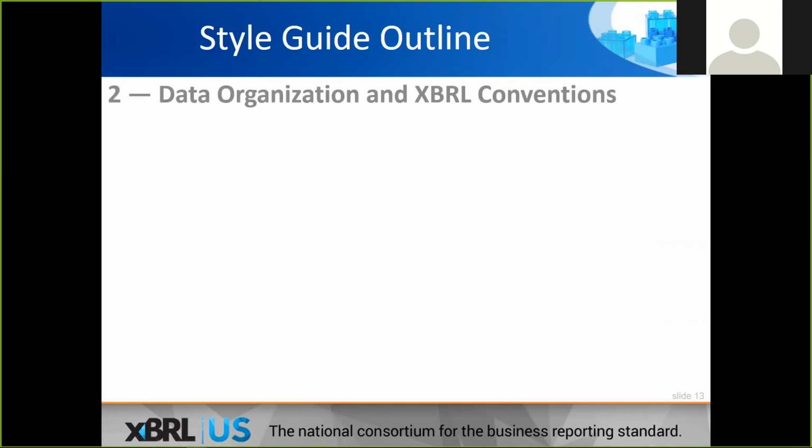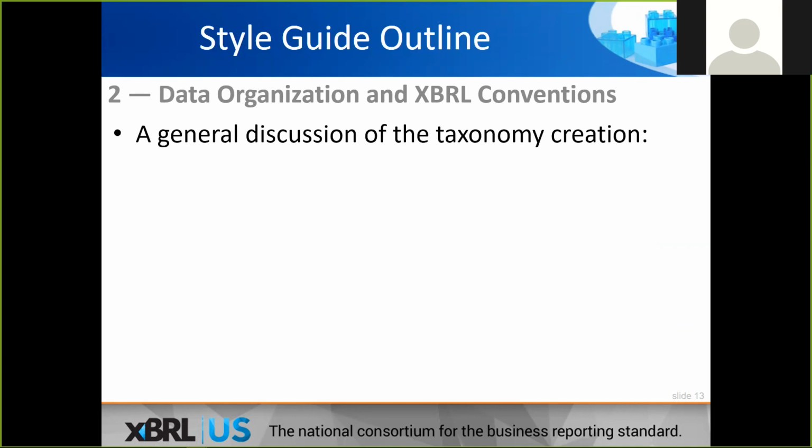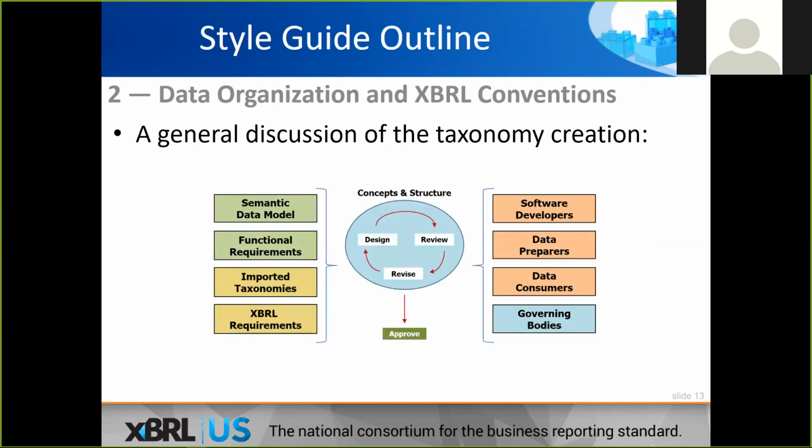So part two, we really moved into data organization. And you'll see that it's actually fairly short, because what we want to do is just talk about, in the taxonomy creation process, how the naming and the organization is related to the semantic model. So if you figure out, here's the data I want to represent, here's my functional requirements, I start naming things. If I'm going to have dimensions or type dimensions and members and things like that, or abstracts, how those are named will impact then how line items or individual data points are named.